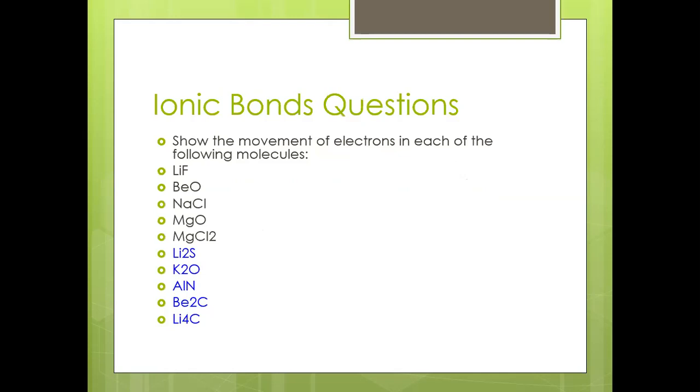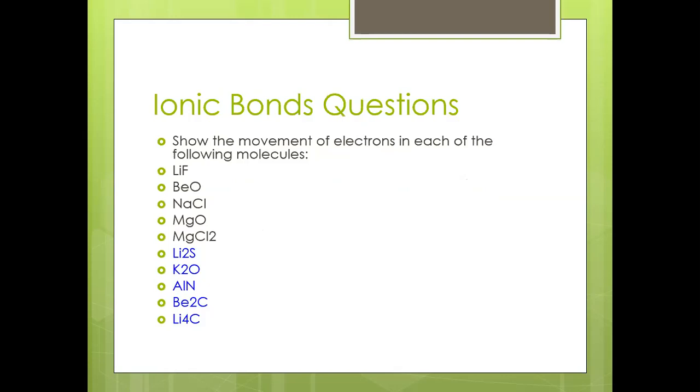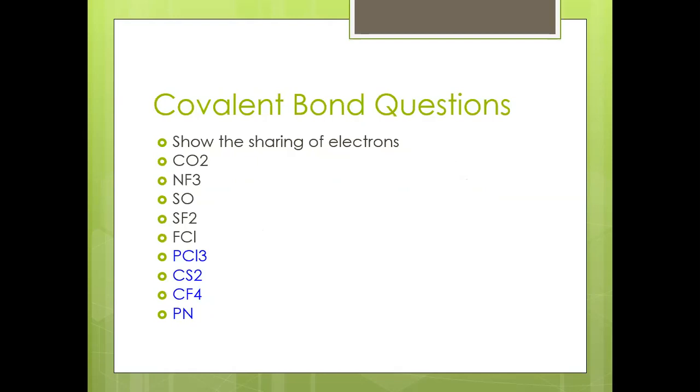So what I would like you guys to work on now is to just go through the list of these different compounds on these 2 pages and draw the Lewis dot diagrams for how these ionic compounds would form and how these molecular compounds would form.